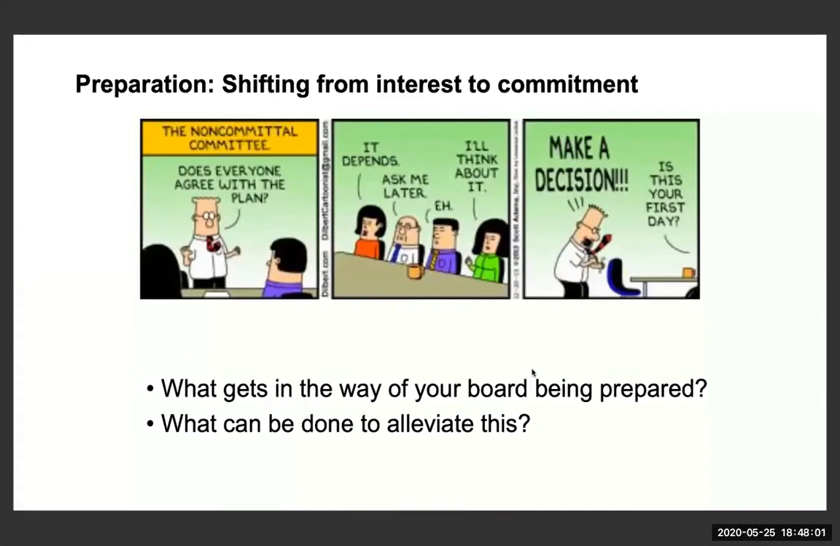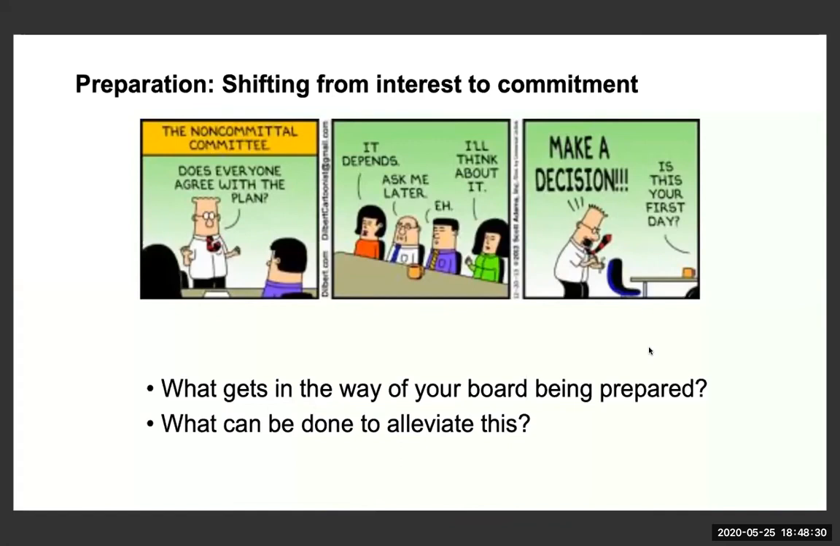This is just a cartoon about preparation, meeting preparation, and how many times people on boards that I work with complain that board members don't read reports before they come, that they just rock up to the meeting, which means the first part of the meeting is having to go over all of the information that they should have come with before. And I think the question for us as chairpersons is, what gets in the way of our board being prepared and what can be done to alleviate this?